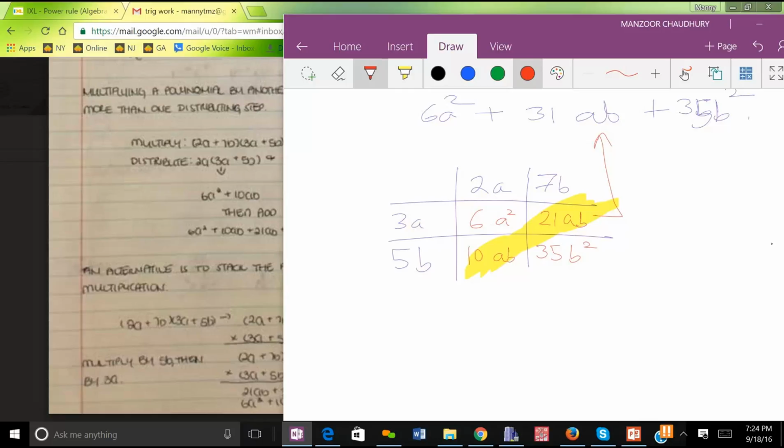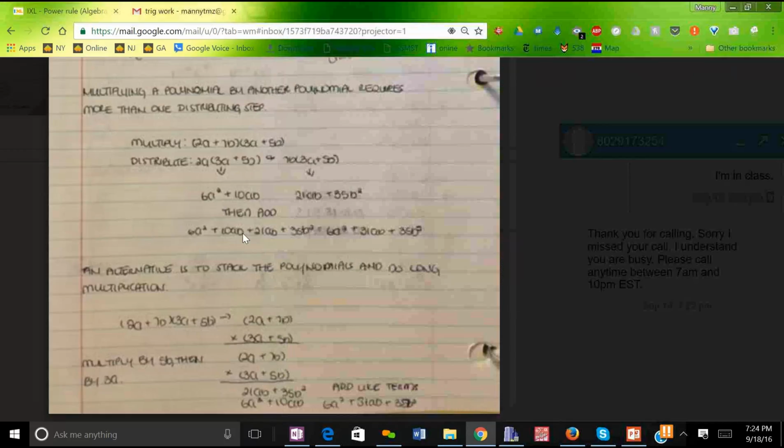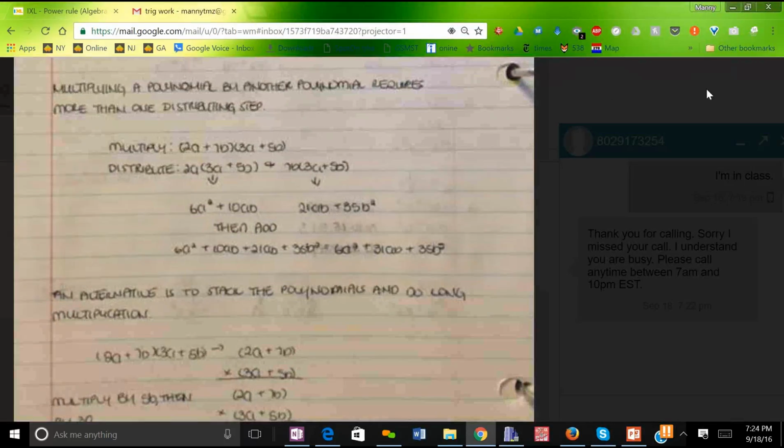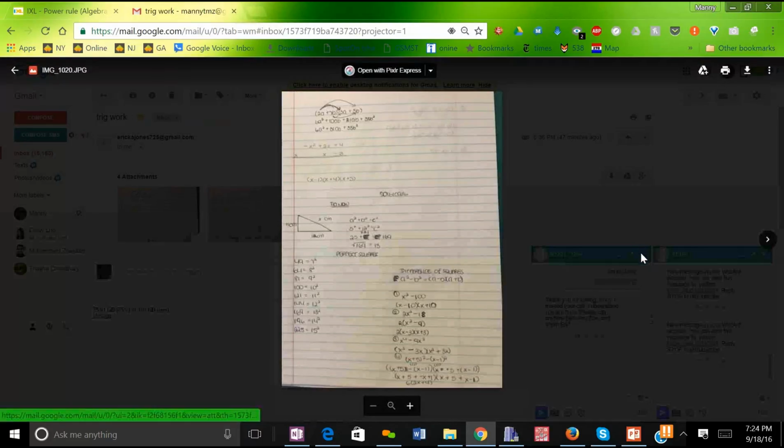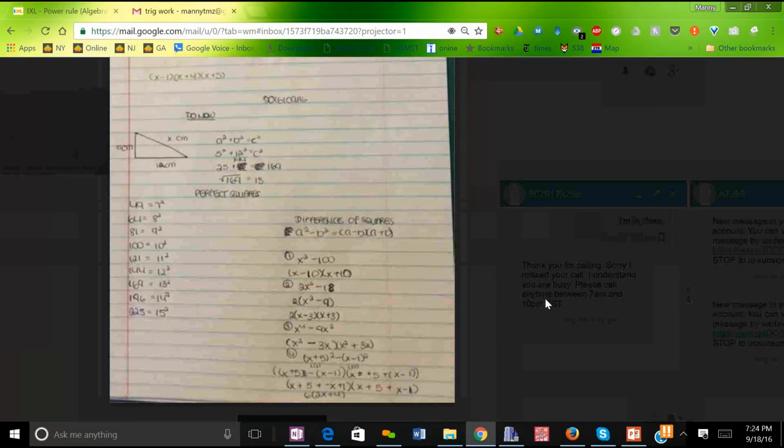So that was pretty easy. And you can practice FOIL also. Let me see. I think a book probably has a lot of FOIL examples, right? Okay. What do you need help with on this page? Number 3 and number 4.